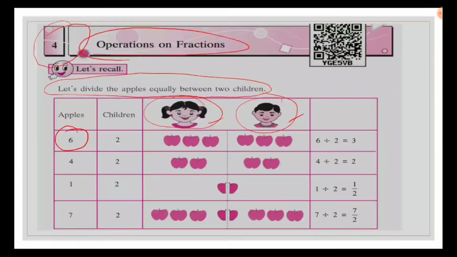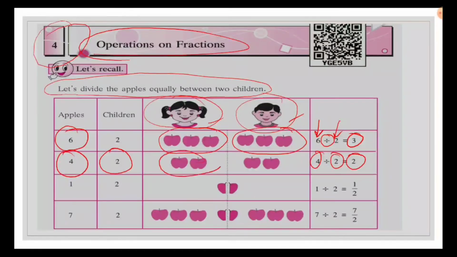So we will be giving 3 apples to the girl and 3 apples to the boy. So we will be dividing 6 apples among 2 children, and we will get the answer 3. Now if we have 4 apples and there are 2 children, we will be dividing 4 by 2, so we will get the answer 2. So 2 apples will be given to each child.